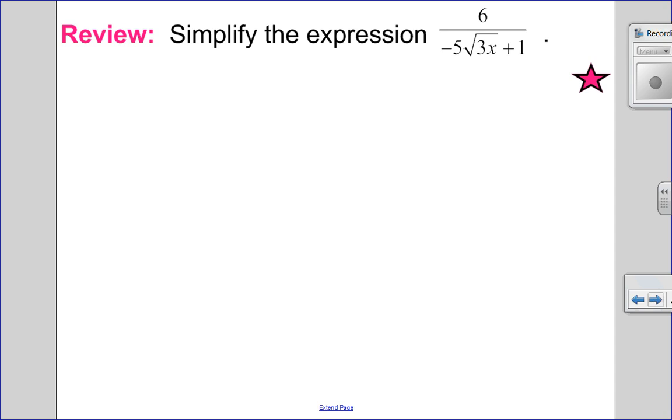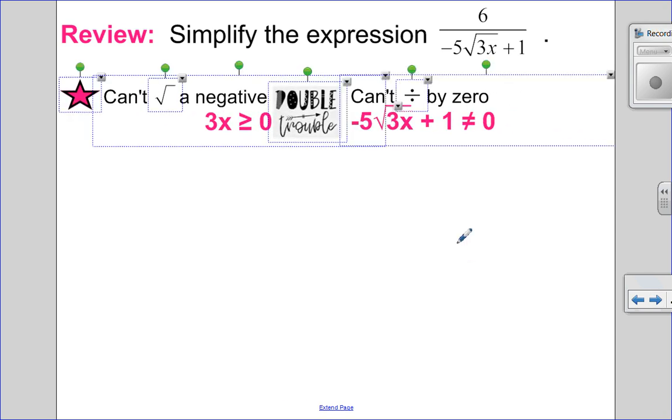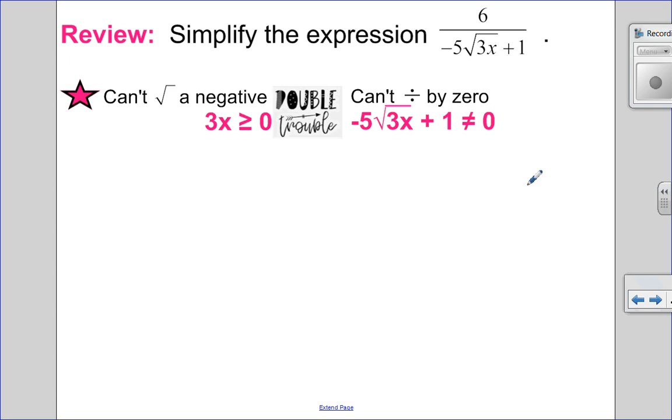Okay, let's look at when I have a binomial denominator. So before I start simplifying, I want to talk about the restrictions. So I have double trouble, and anytime I have a variable in the denominator, I have double trouble. So what I mean by that is I can't square root a negative, so 3x has to be greater than 0, and I also can't divide by 0. So negative 5 root 3x plus 1 can't equal 0. So I have two restrictions I have to look at.